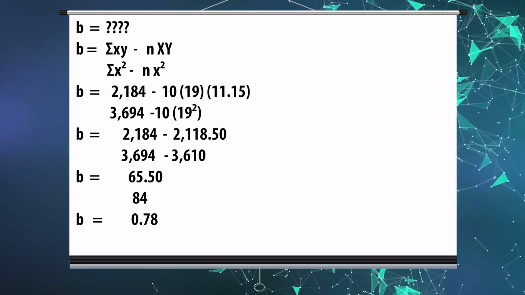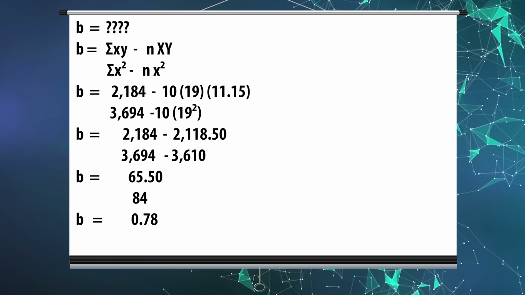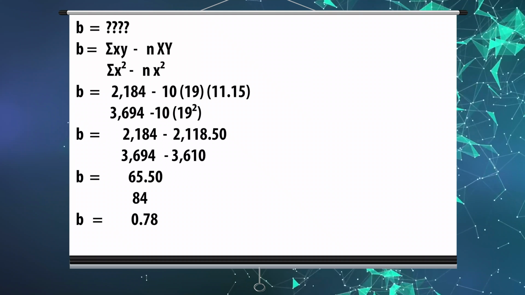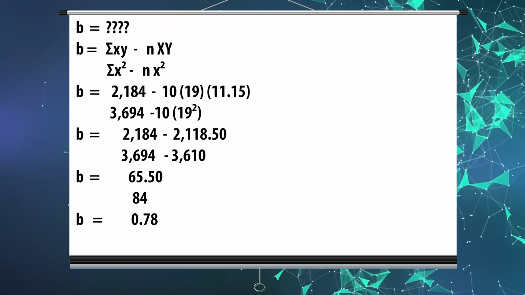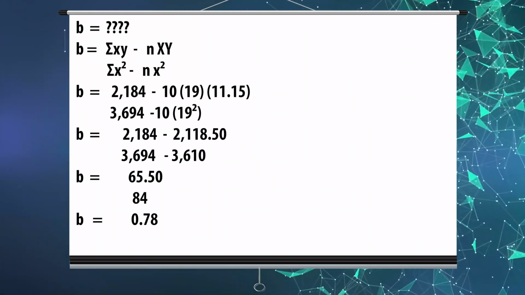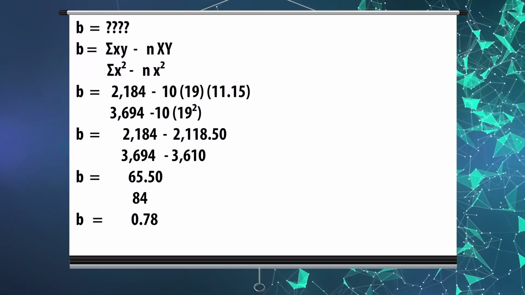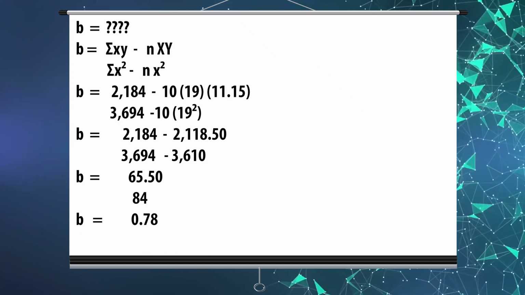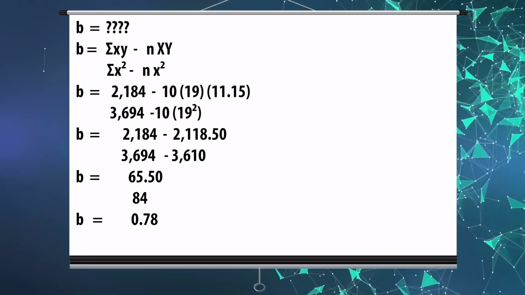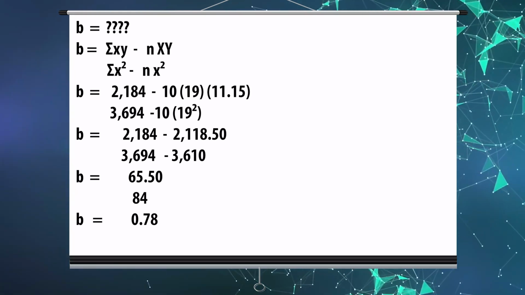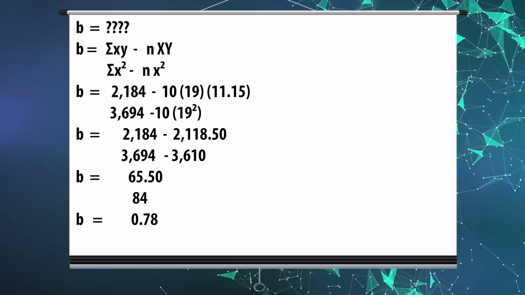Next, we are going to look for the value of b. We are going to use the equation, the summation of xy minus n times x-bar times y-bar, divided by the summation of x squared minus n times x-bar squared. Substituting, we are able to get 2,184 minus 10 times 19 times 11.15, divided by 3,694 minus 10 times 19 raised to 2. Simplifying further, we are able to get b is equal to 0.78.